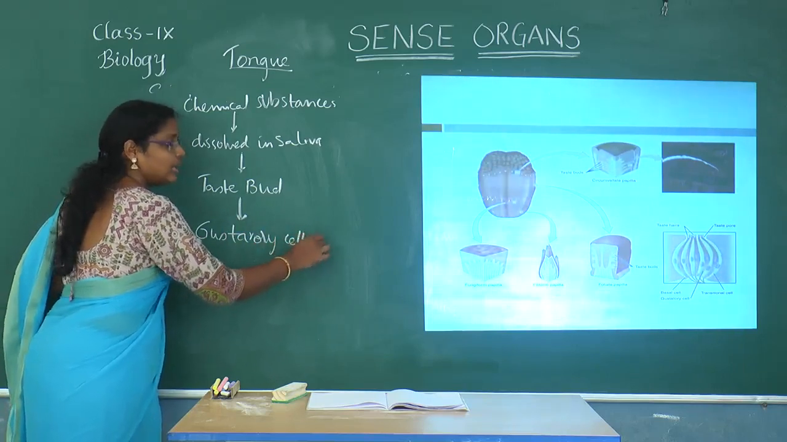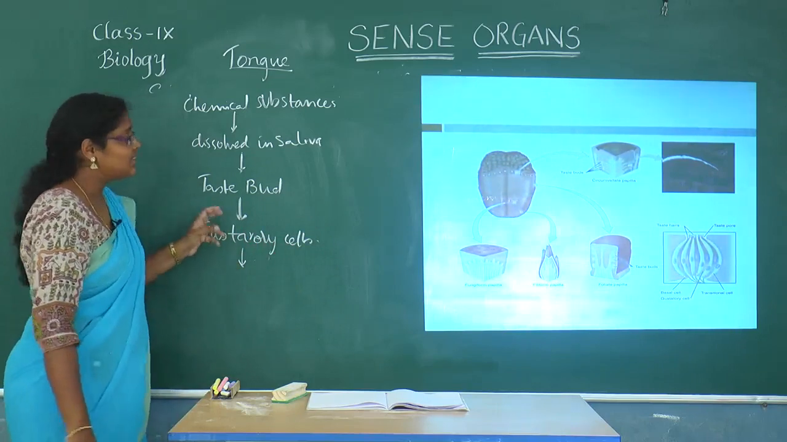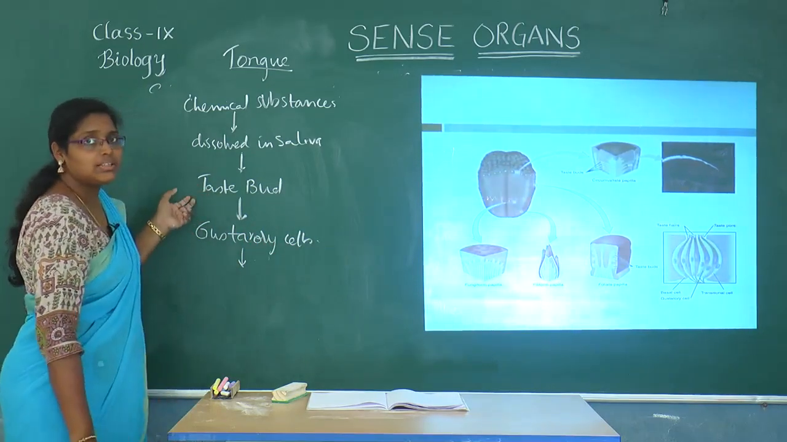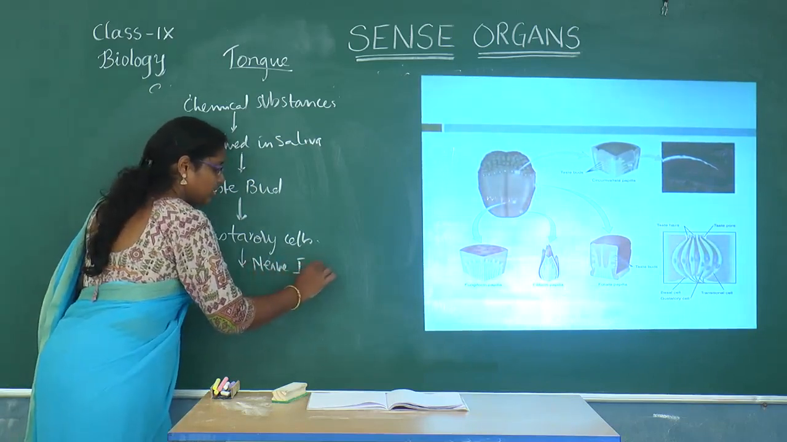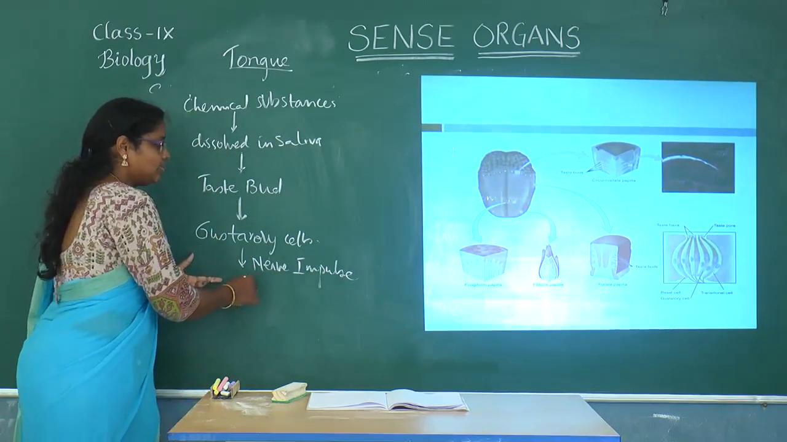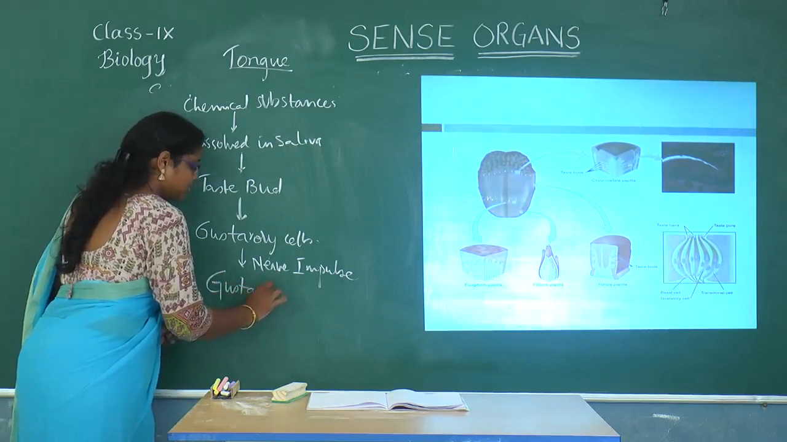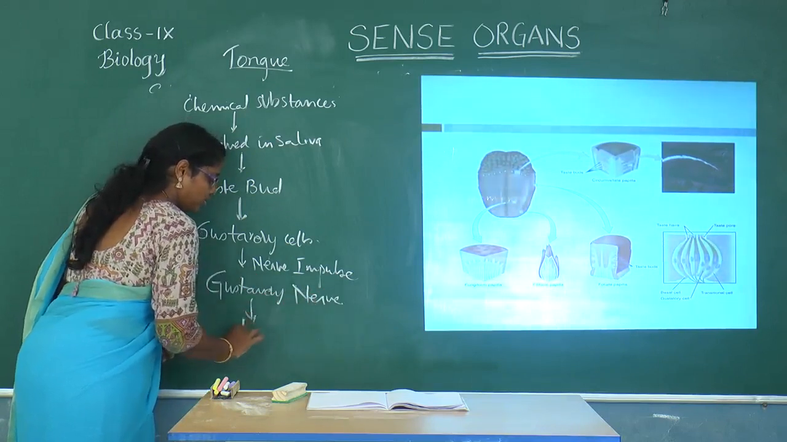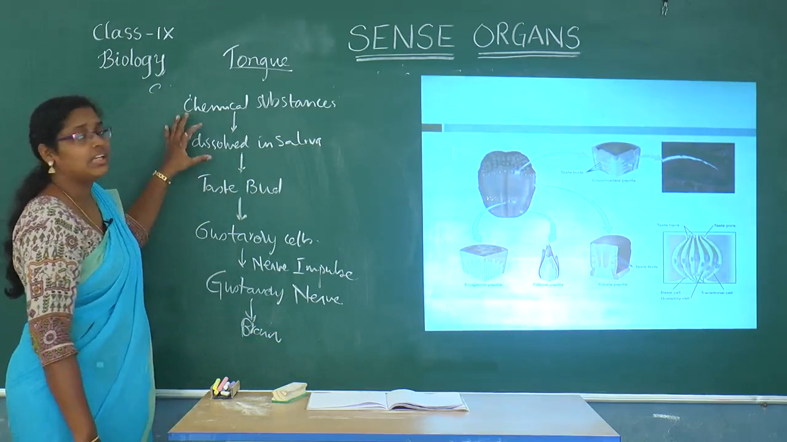Gustatory cells are nothing but the receptors. These gustatory cells will be analyzing the chemicals that are present in the food and they stimulate a nerve impulse. Nerve impulses are stimulated, and these nerve impulses are carried by the gustatory nerve to the brain for analysis. So, this is how we are able to sense the taste.